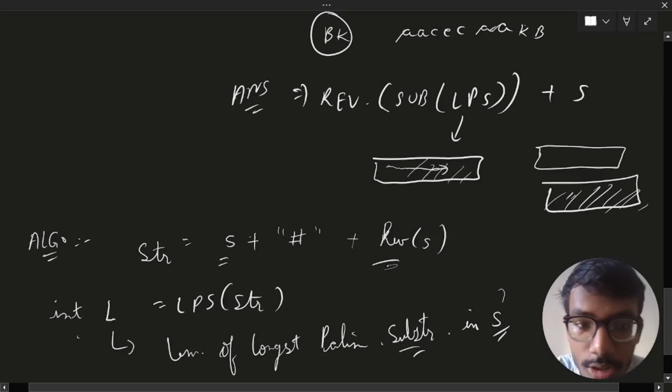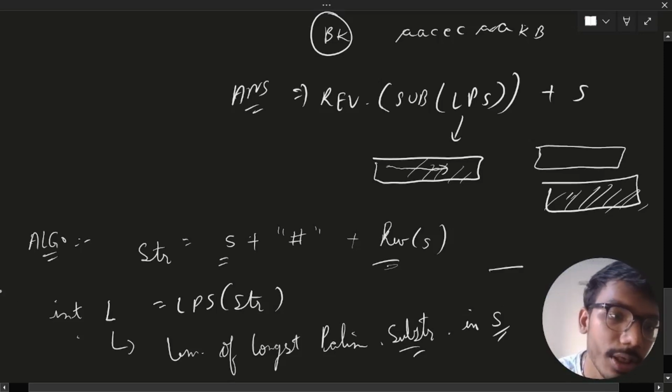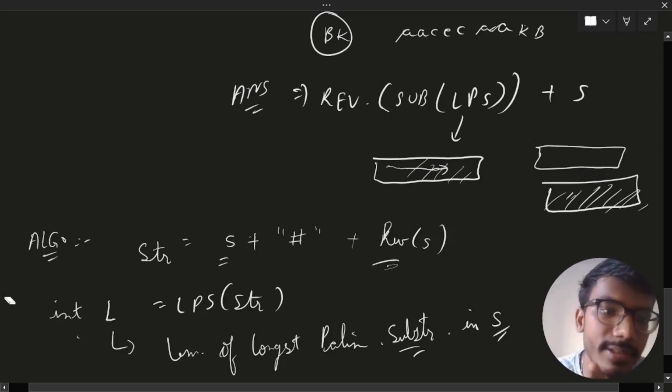So in S, I am finding the longest possible palindrome. I match it with the reversal. I am matching the original positions with the reversal characters. If they are equal, that means this substring is a palindrome.